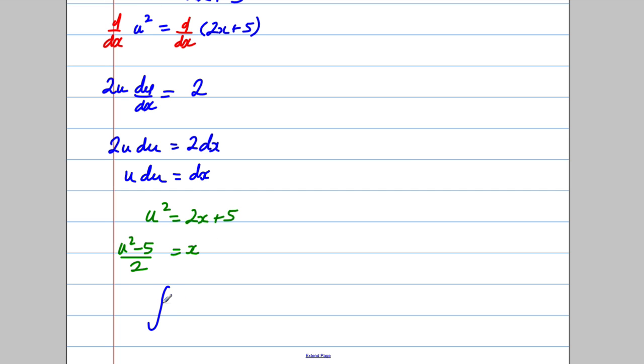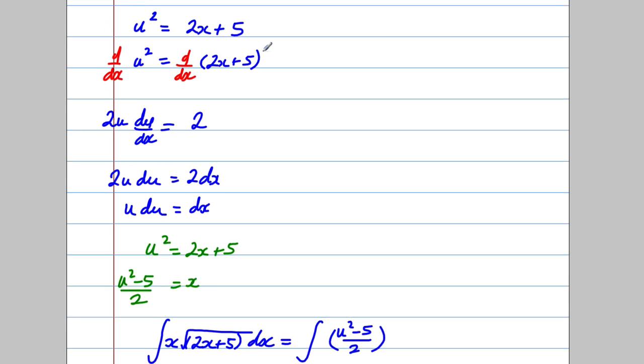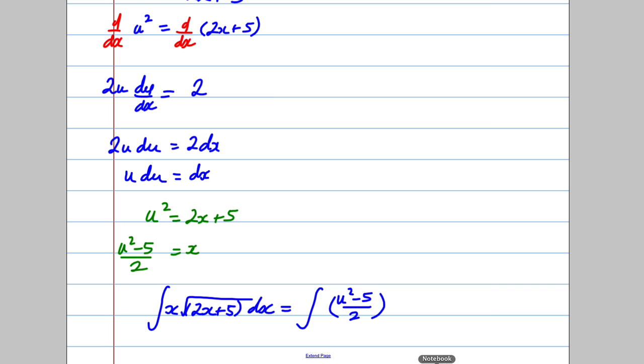So what was I integrating? I was integrating x, the square root of 2x add 5, with respect to x. Now x I'm going to instead replace with u squared take away 5 over 2. The square root of 2x add 5, well 2x add 5 I've called u squared, so the square root of u squared is simply u, and dx I'm now replacing with another u du.